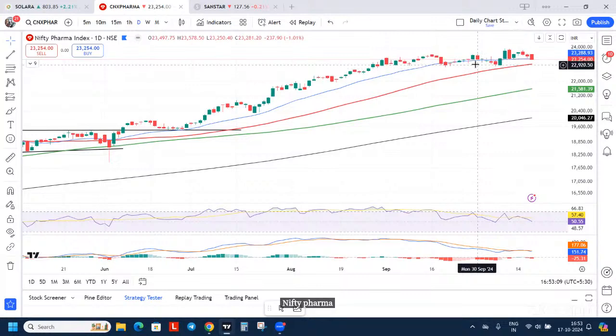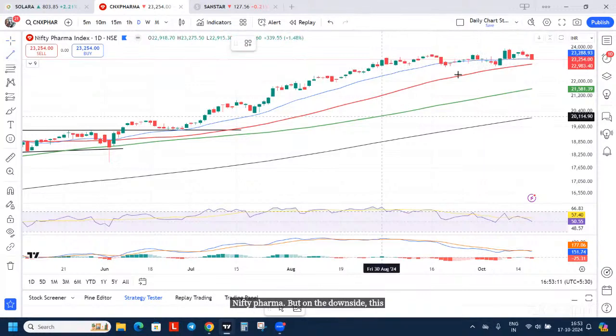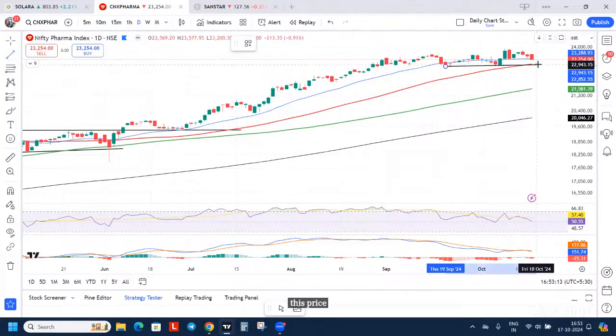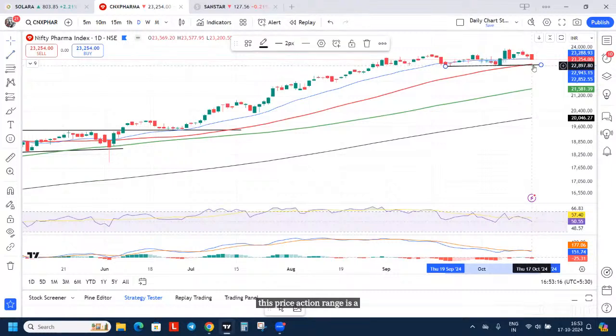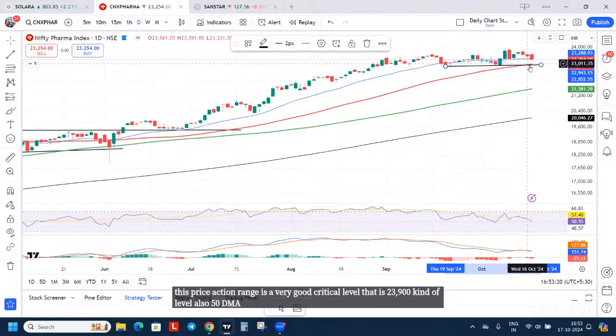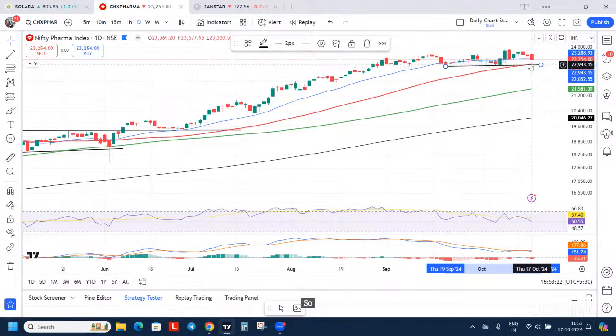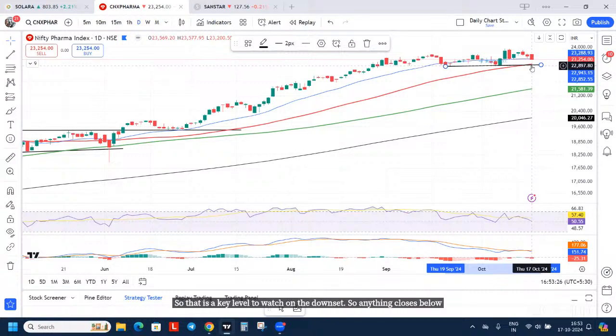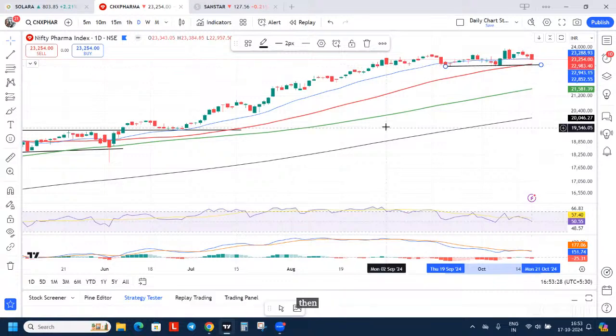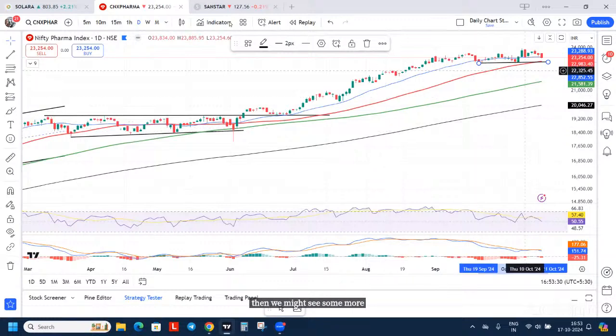But on the downside, this price action range is a very good critical level, that is 23,900. Also the 50 DMA is placed near that level, so that is a key level to watch on the downside. Anything that closes below this 50 DMA, then we might see some more profit booking in the Nifty Pharma sector.